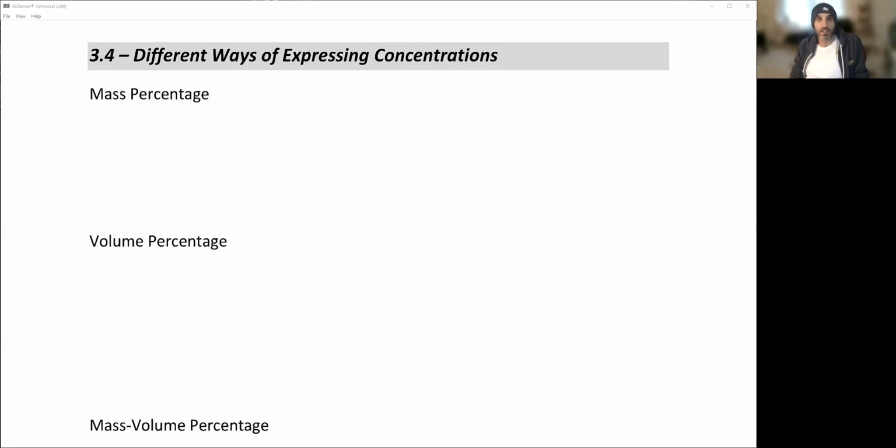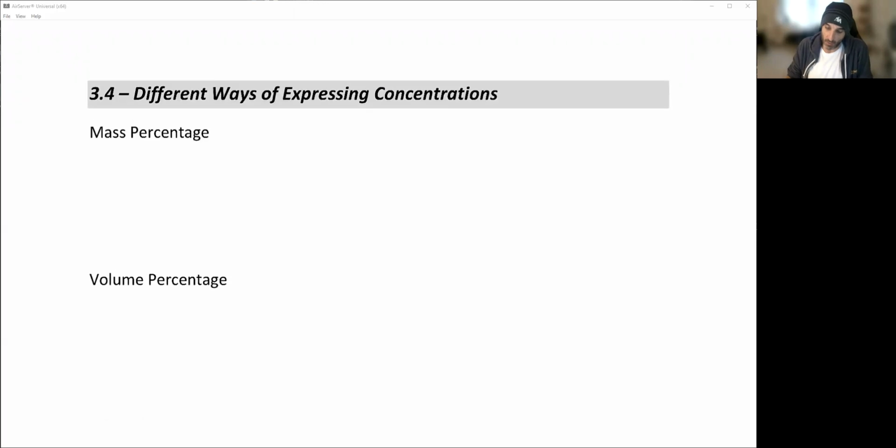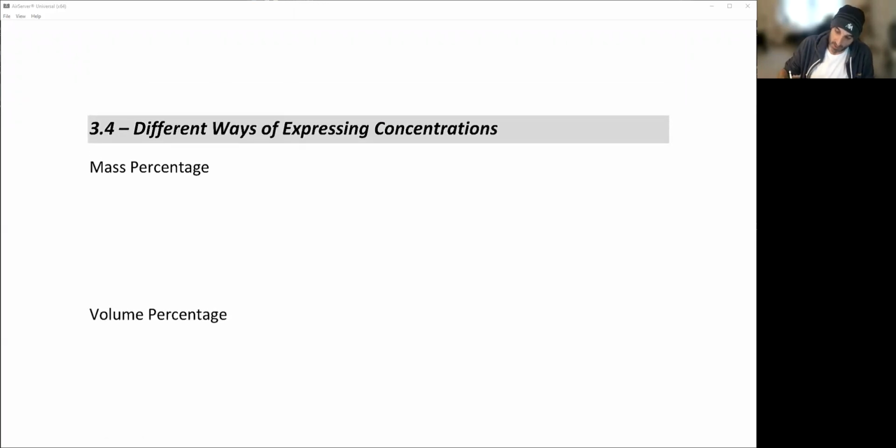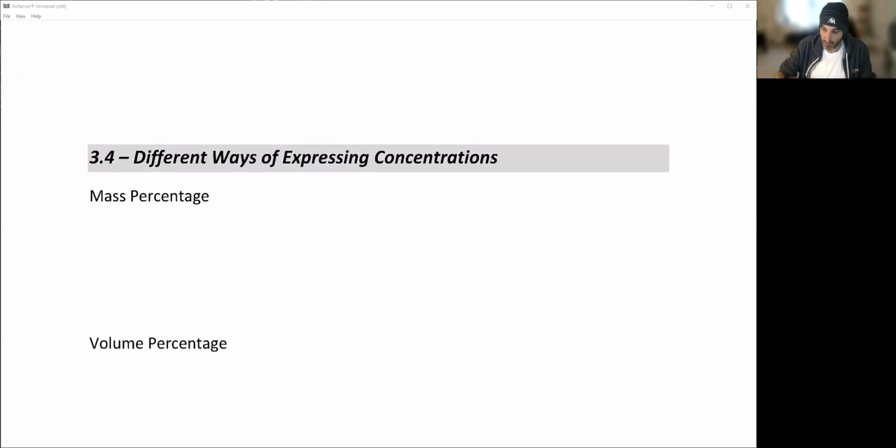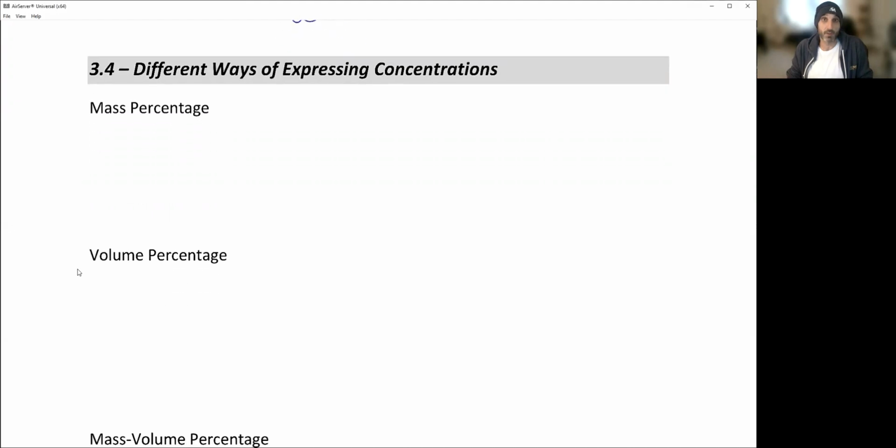All right, so let's take a look at this last little bit. We're going to look at 3.4, different ways of expressing concentrations. So again, if we have a solution, it's always going to be some part over the whole, or part over the solvent. So solute over solvent, some version of that is what we're looking at. Let's take a look at the different ways that we can express it.